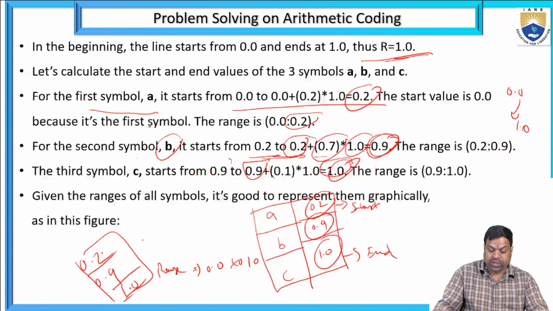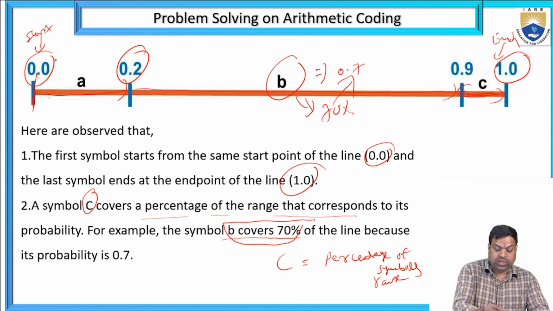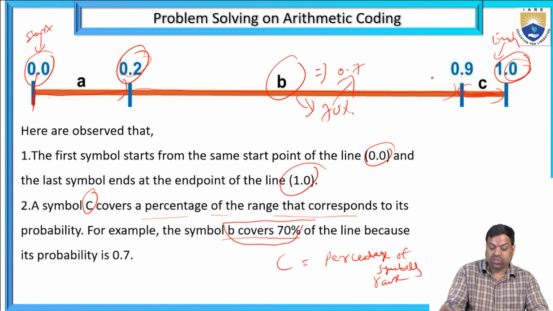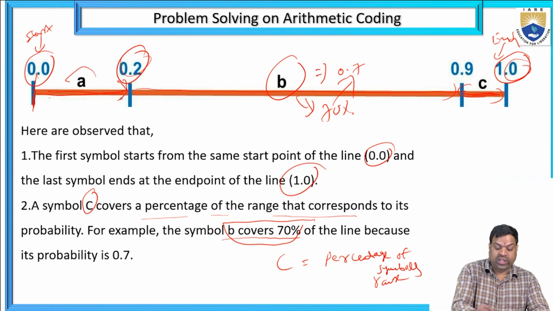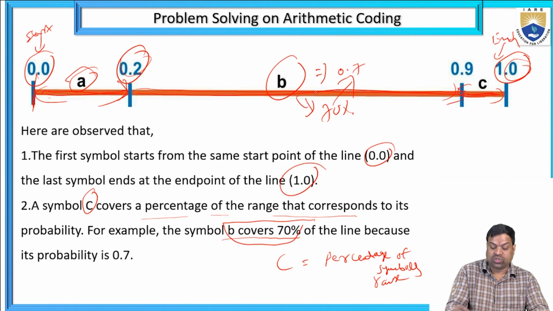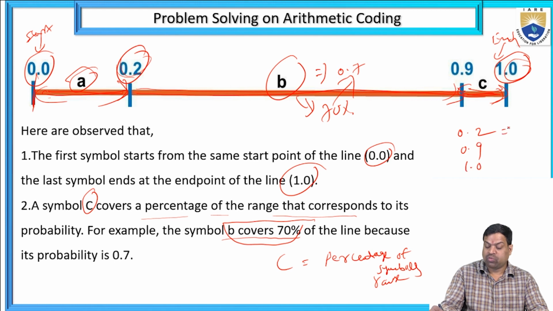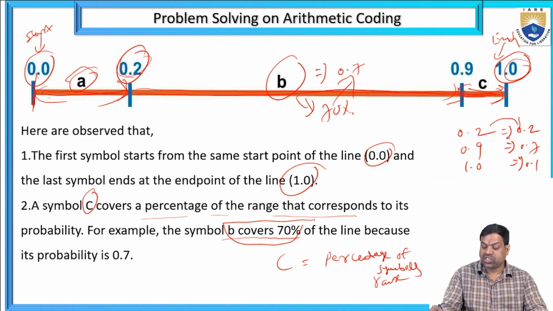So the ranges are 0.0, 0.2, 0.9 and 1.0. But what are the original values? A is from 0.0 to 0.2, B is from 0.2 to 0.9, and C is from 0.9 to 1.0. Originally, what are the values? 0.2, 0.7 and 0.1. So there is no change in the probabilities, but the values are cumulatively increasing.